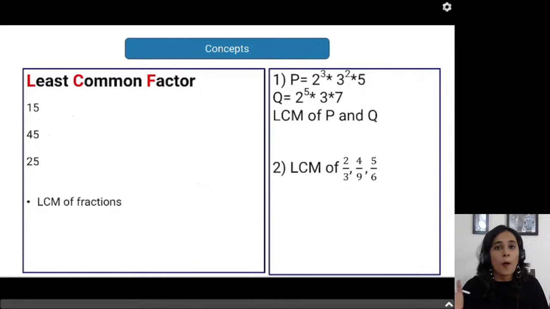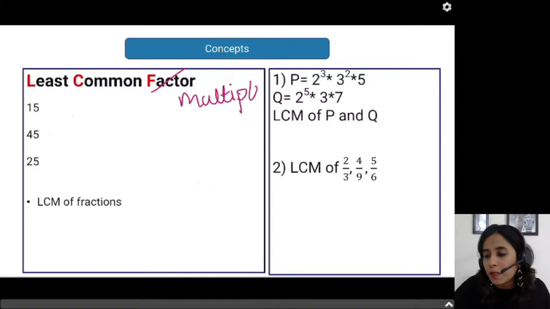So yesterday we had a live session on HCF or GCD, and today we are going to have a session on LCM, which is least common multiple. I have written here factor, actually it should be multiple. LCM is again an examiner's favorite topic as far as competitive exams are concerned, and most of the questions related to LCM and HCF appear in most of the competitive exams. So today let us start with LCM.